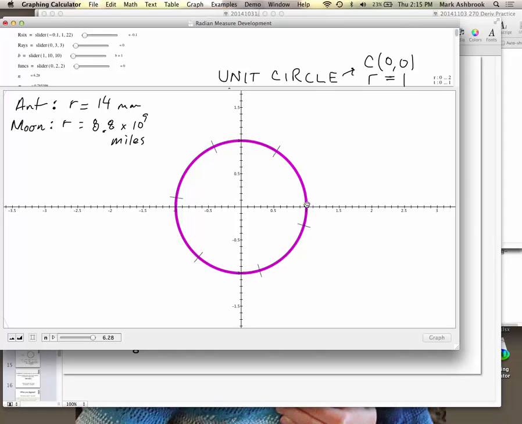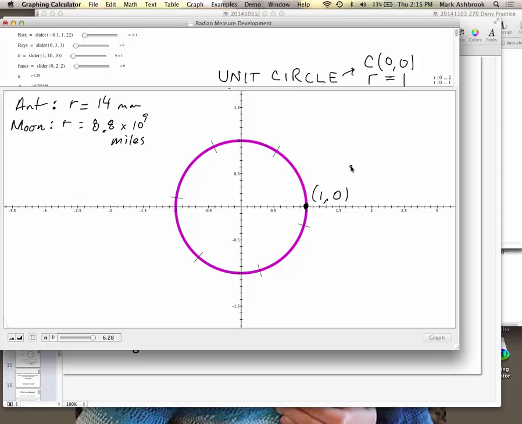So on the unit circle, what are the coordinates of that point right there? The unit circle. 0, 1 or 1, 0? We better all know that. 1, 0. If I want that circle to mean an ant walking around with a radius of 14 millimeters, then what does the 1 mean? Then what in the heck would the 1 mean?